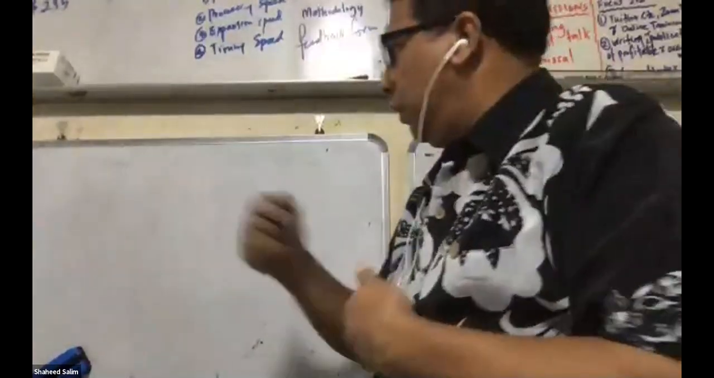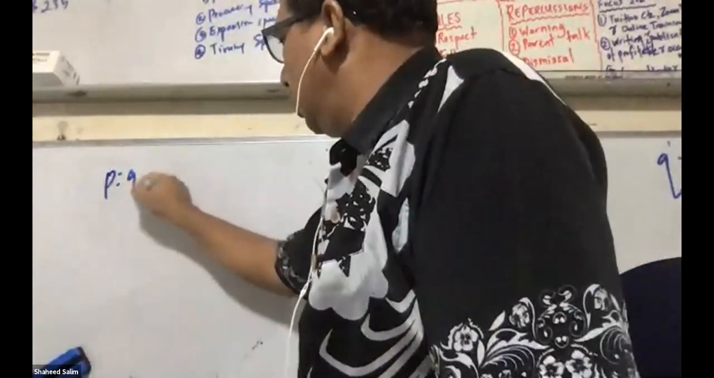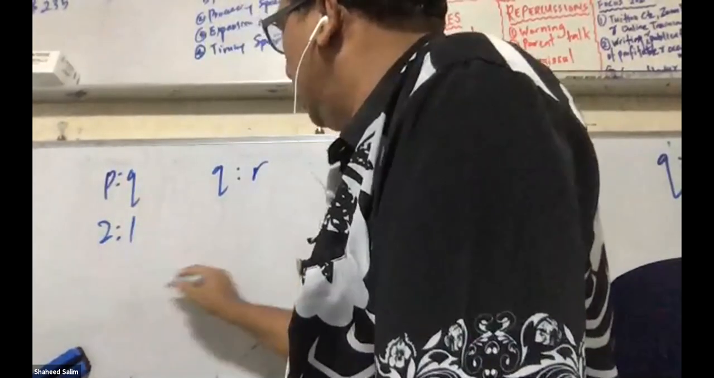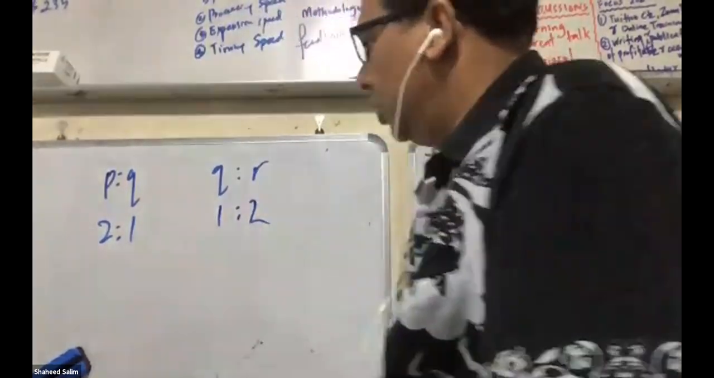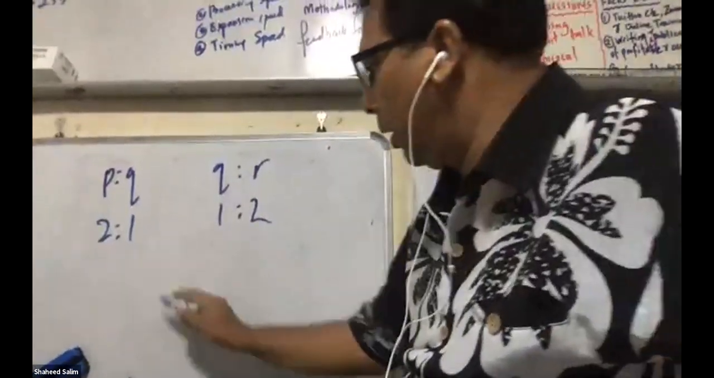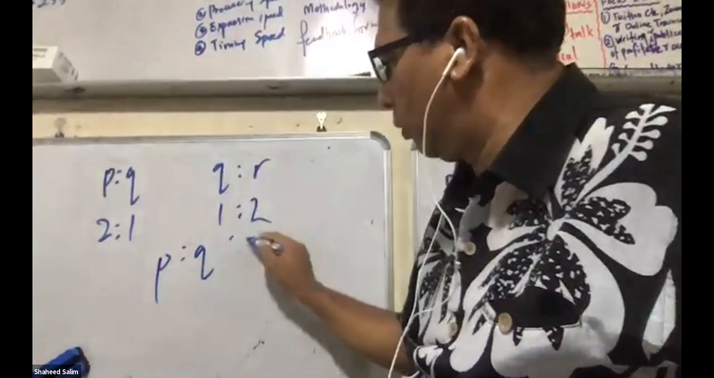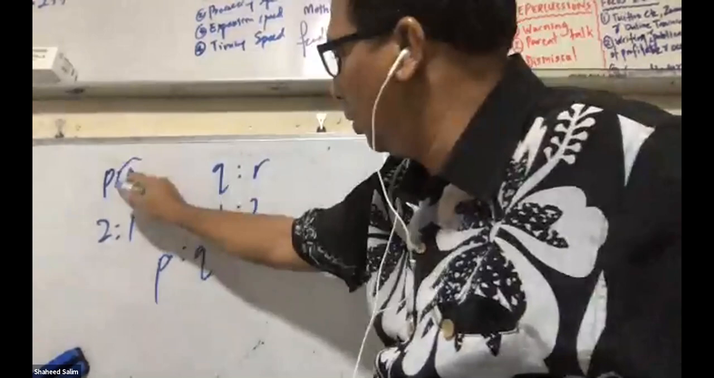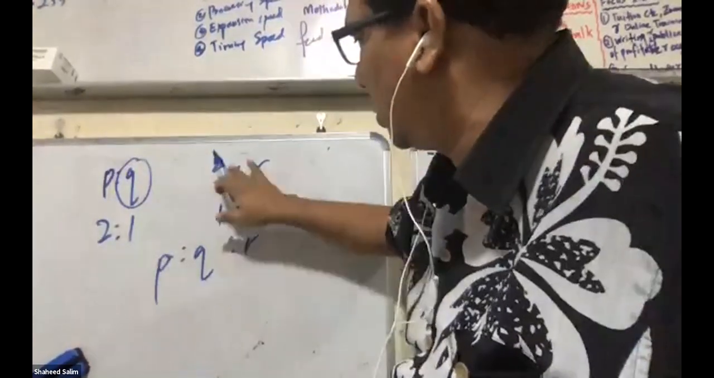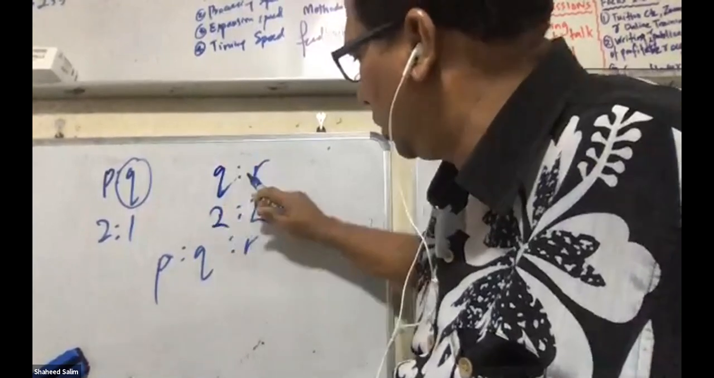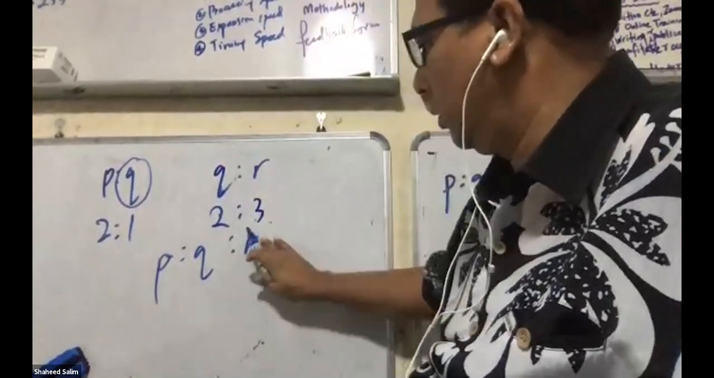Okay, let's say now you have P is to Q, Q is to R. You have 2 is to 1, and 1 is to 2. So how do we do this one now? I want to have P is to Q is to R. What do I do? You look at the Q down here. Okay, no, Q is correct. Let's say now here Q is 2 is to 3.